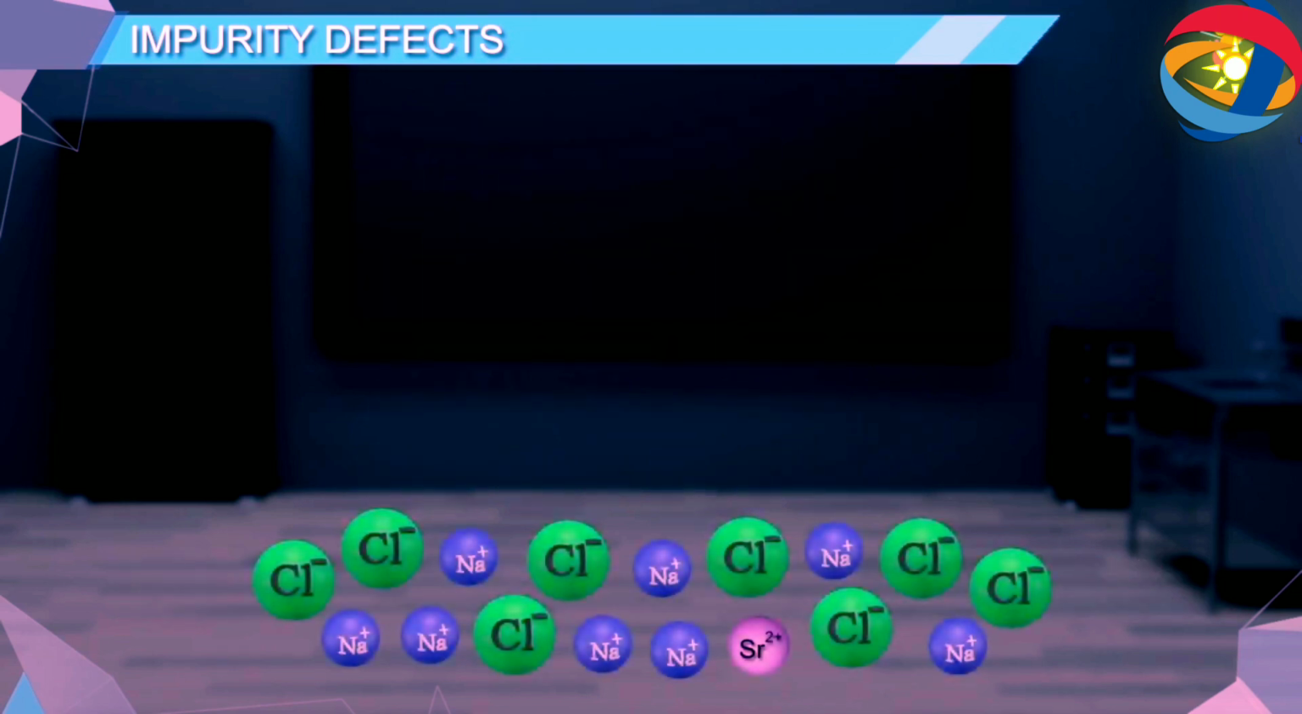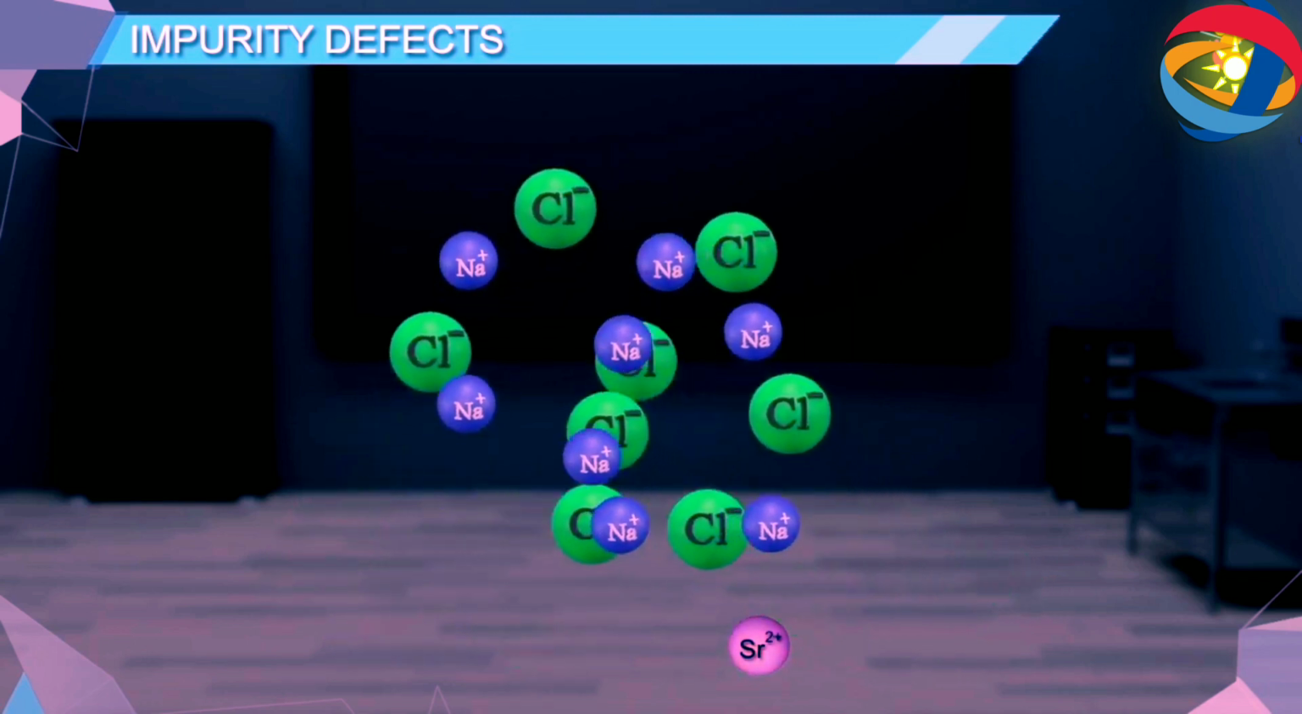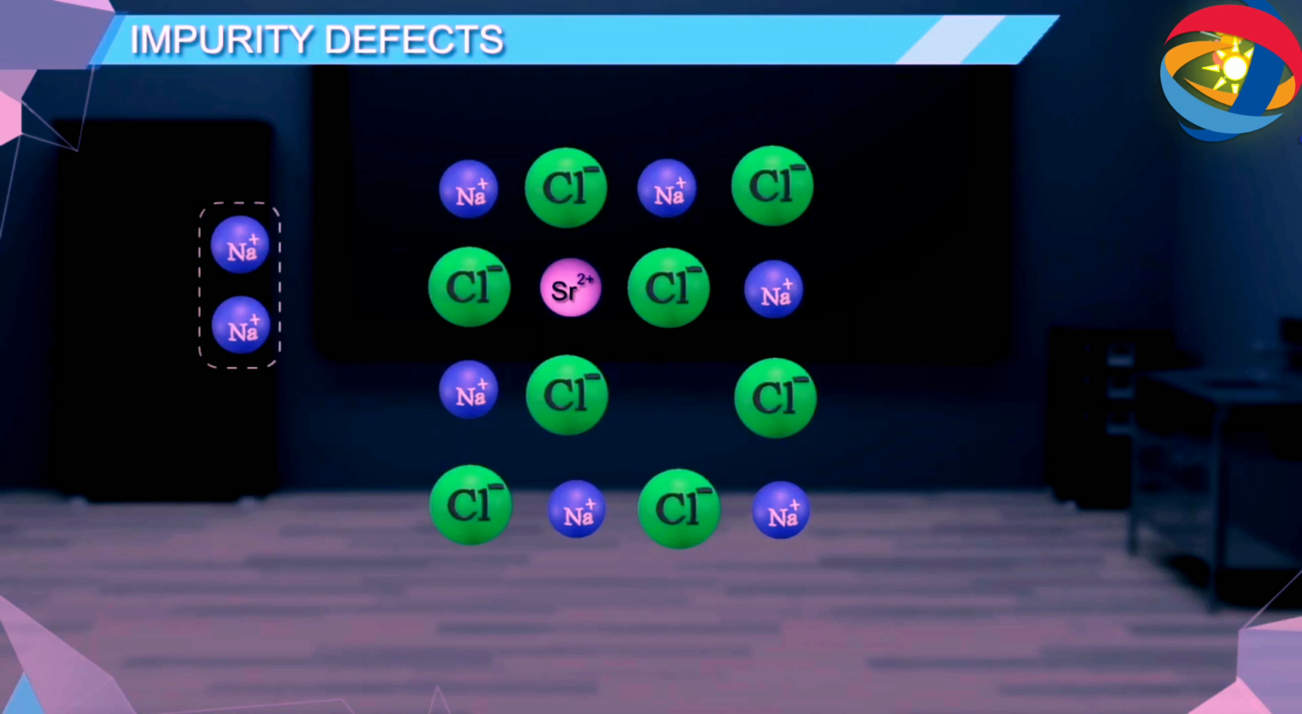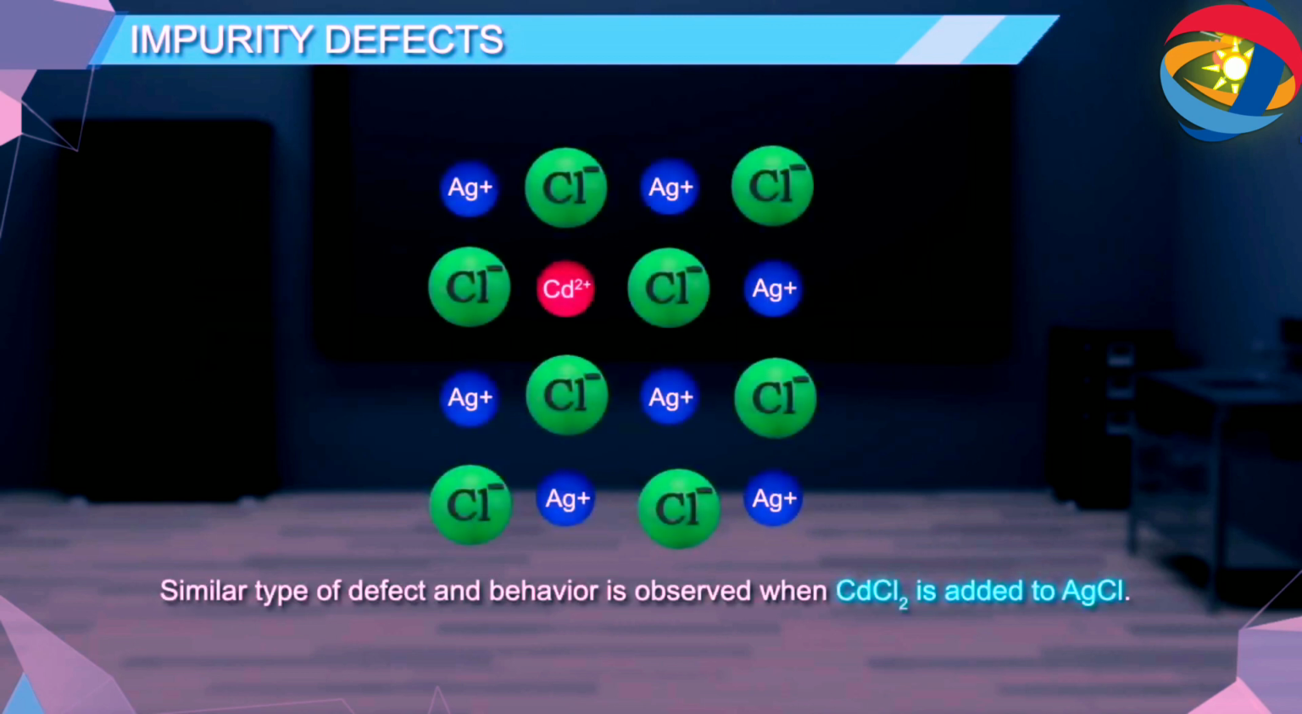Consider the crystallization of molten sodium chloride in the presence of a small amount of strontium chloride, SrCl2. During the crystallization process, some of the sodium ions are replaced by strontium ions, Sr2+. For every Sr2+ ion, 2 Na+ ions are removed to maintain electrical neutrality, which also creates a cationic vacancy. A similar type of defect and behavior is observed when CdCl2 is added to AgCl.